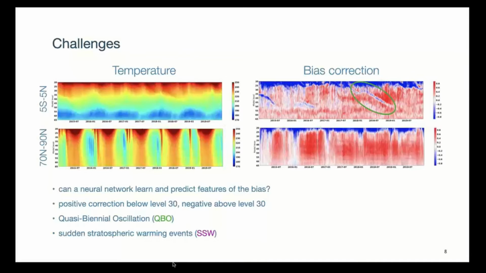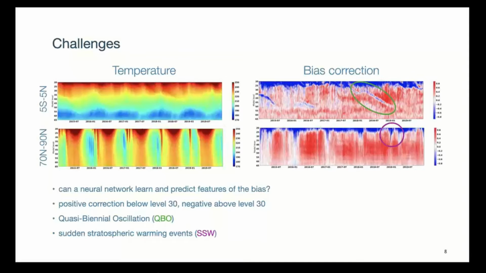And the other one is the sudden stratospheric warming events, which are these spikes in the data where you basically have these kind of negative bias corrections, going further down. So this is important, so that the neural network needs to learn this in order to be good.